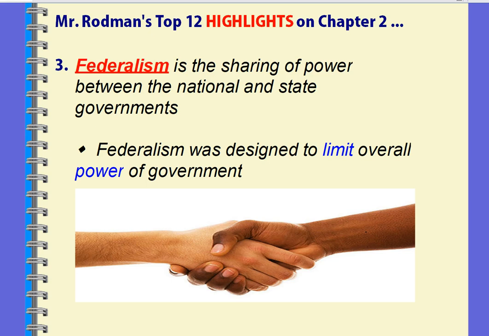Federalism is this sharing of power between the national and state government. Think of it like a handshake. The national government on the left-hand side, the state governments on the right-hand side, and it is a sharing of power. They are shaking hands, sharing in that power.